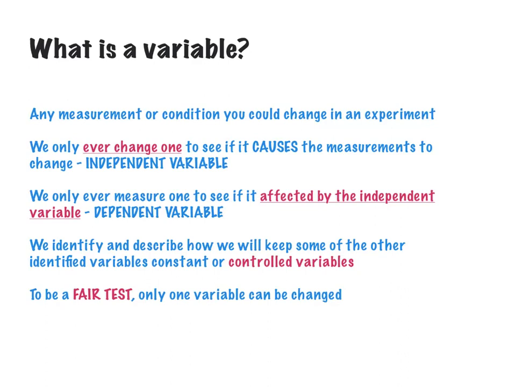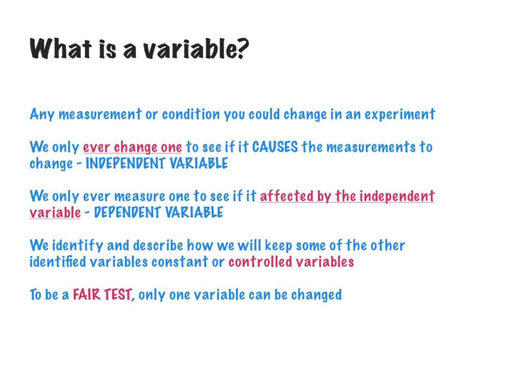So that poses the question, what is a variable? And as you can see, I've defined a variable as any measurement or condition. And by condition I mean things that we do or things that we manipulate that could change an experiment, like how long we do it for or things like that. I'm going to go through some specific examples as we go through.